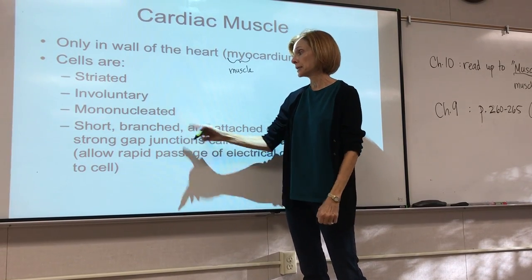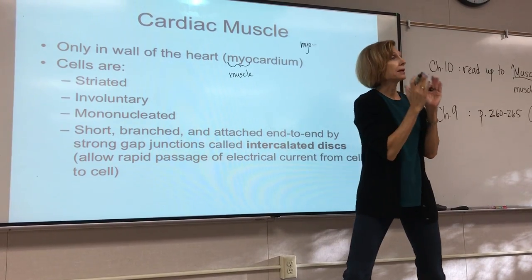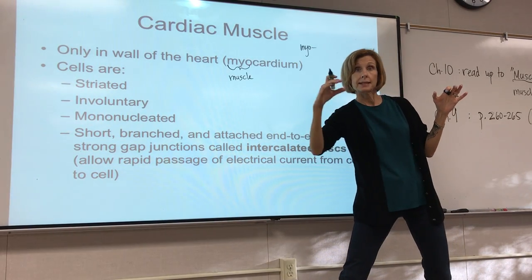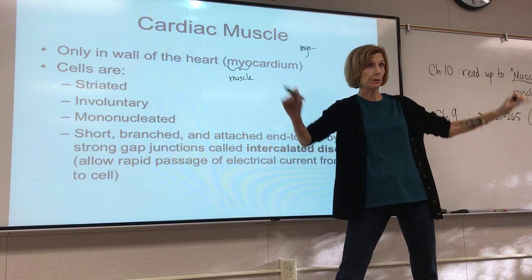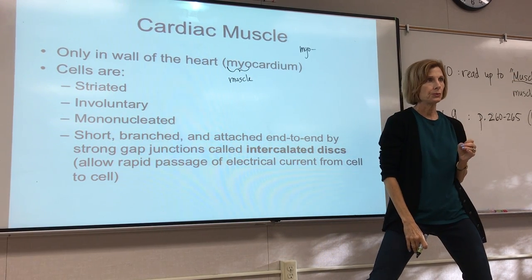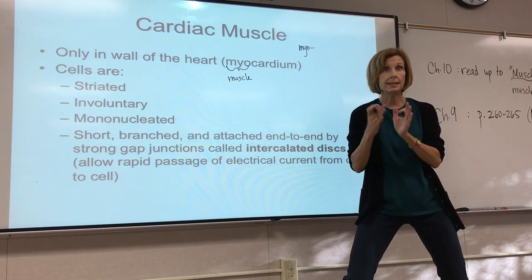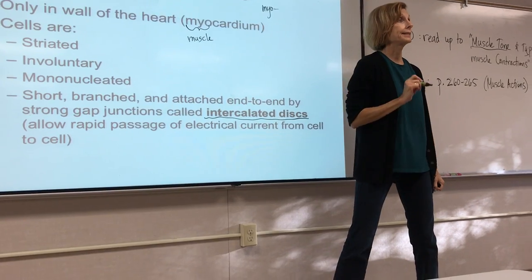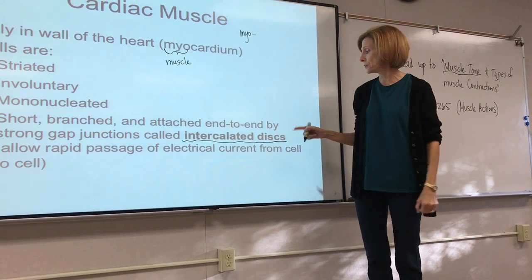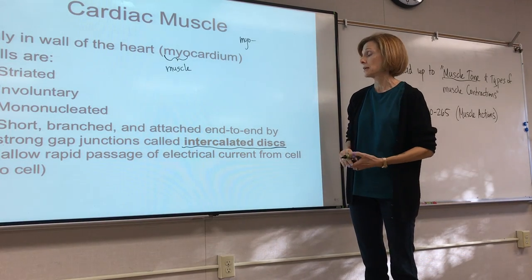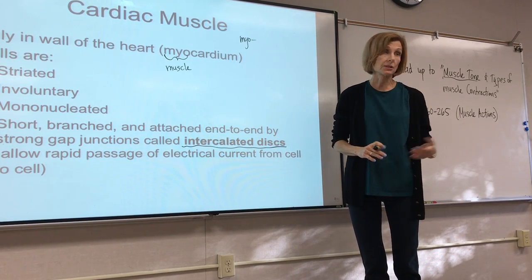Mononucleated cells. Now, these cells are short, so they are not referred to as fibers. A whole chain of these connected end to end makes up a fiber. Another thing that's unique about this tissue is that the cells are connected end to end by these special junctions called intercalated discs. So this will give you a clue that you are looking at cardiac muscle when you see these. I will have you identify them in the tissue.